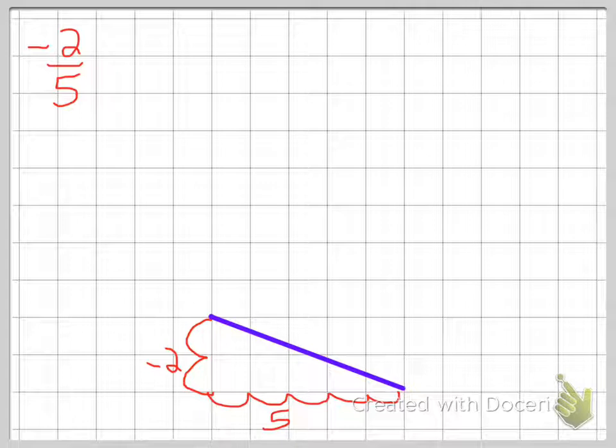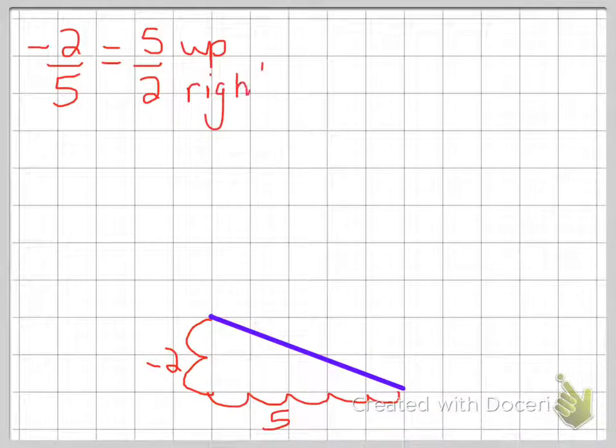Now I have to think to myself, what is the opposite reciprocal of -2/5? And that is 5 over 2. This tells me to go 5 up and 2 to the right. And I do that from each of these endpoints that I'm circling on my original line segment. So that's what I'm going to do right now.